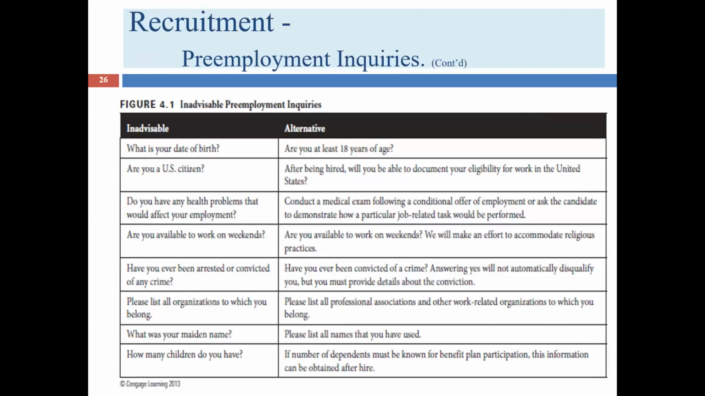So instead of asking, what is your date of birth? Asking, are you at least this particular age? 18 years old is usually the date in which any protections, the child labor law protections end. Are you a U.S. citizen? That's an unlawful question, except for very specified categories of positions that might involve governmental work or security clearance. Instead, after being hired, will you be able to document your eligibility for work in the United States?